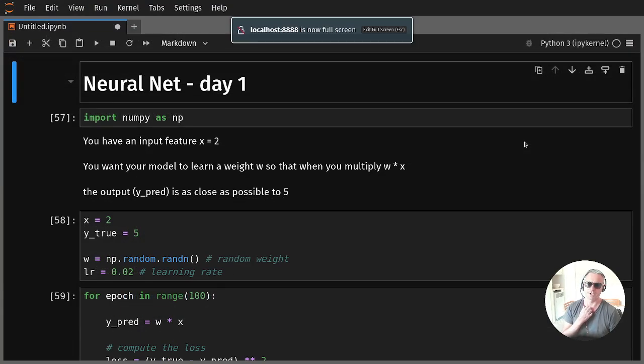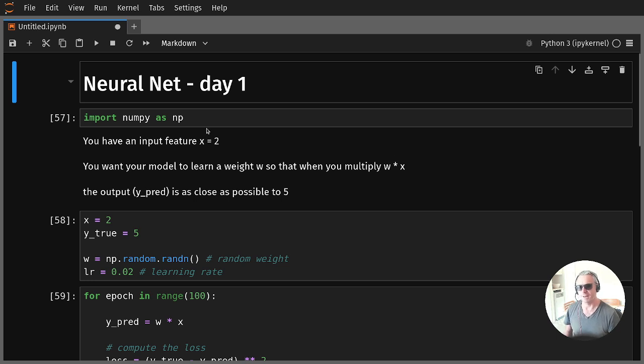Hello everyone. This is going to be about neural nets. So backpropagation, and we're going to be using NumPy, not Torch or TensorFlow or anything like that.